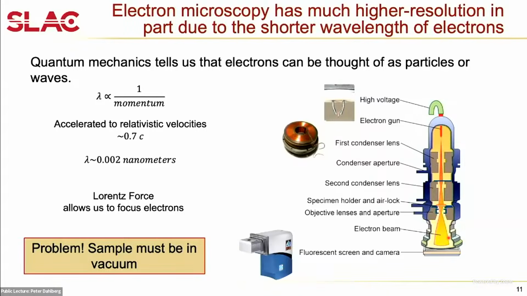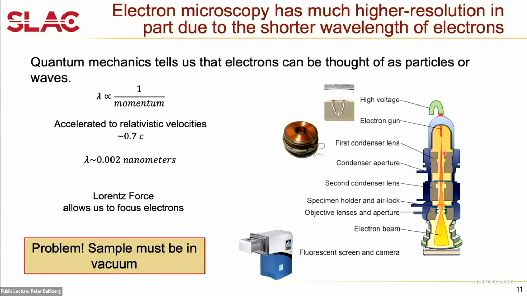And also this entire microscope column has to be in vacuum, because the electrons would scatter off of the air if there was air inside that microscope column. And that leads to a big problem, right? Because last I checked, you, me, all of us in the audience would much rather be in atmospheric pressure than in vacuum. So how do we study biological systems if we have to be in a vacuum environment?